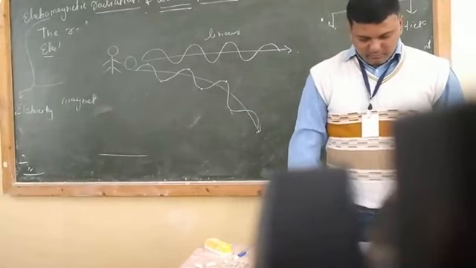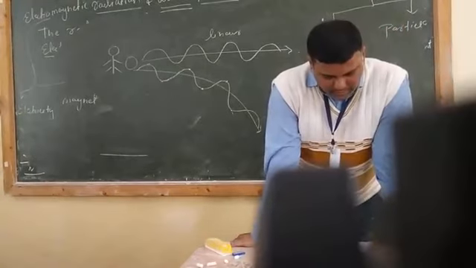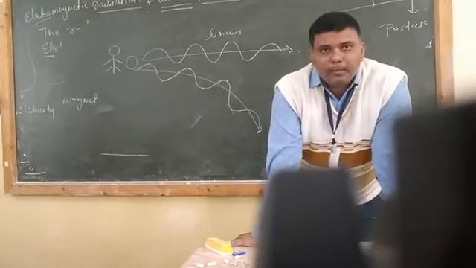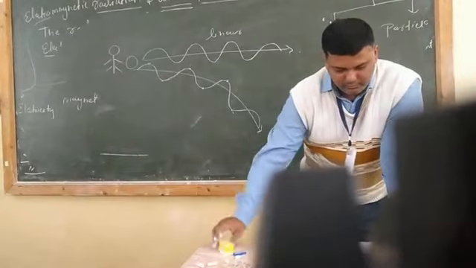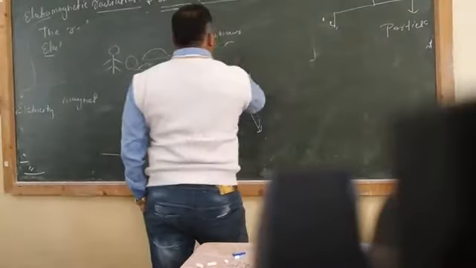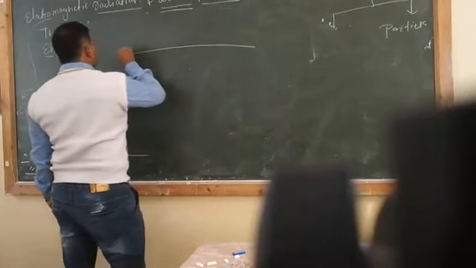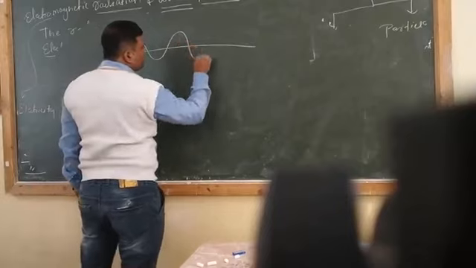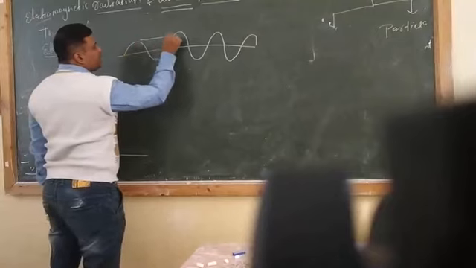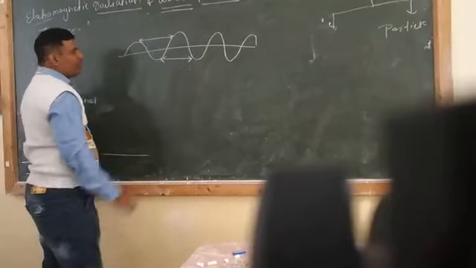Characteristics of wave motion. Point number one: wavelength. So what is wavelength here? Wavelength को भी समझना important है ना? So what is wavelength? Wavelength means the distance between the two crests or the distance between the two troughs.